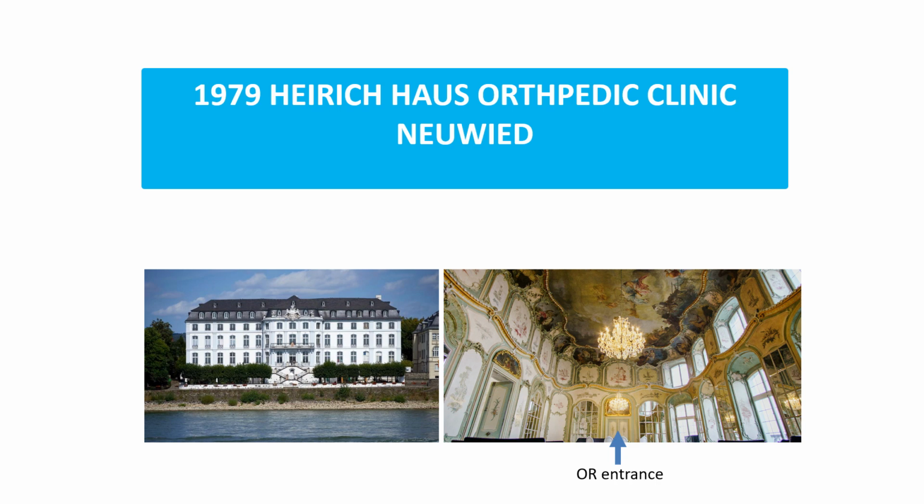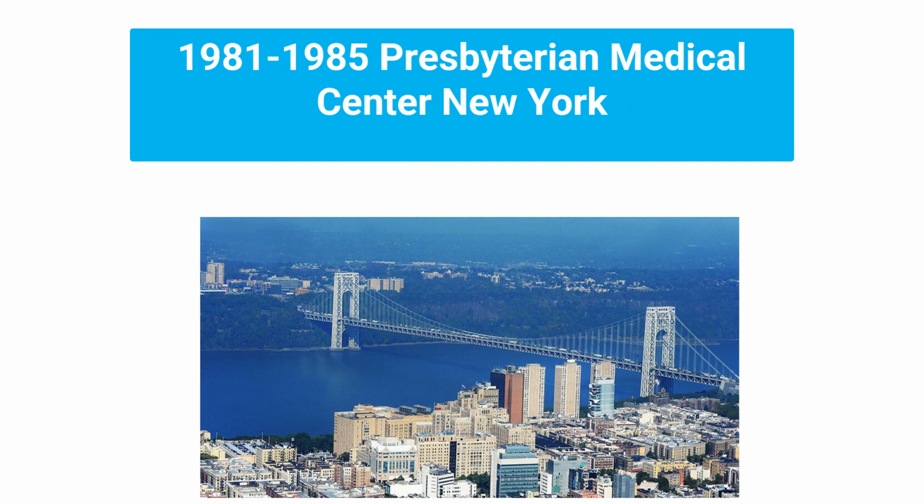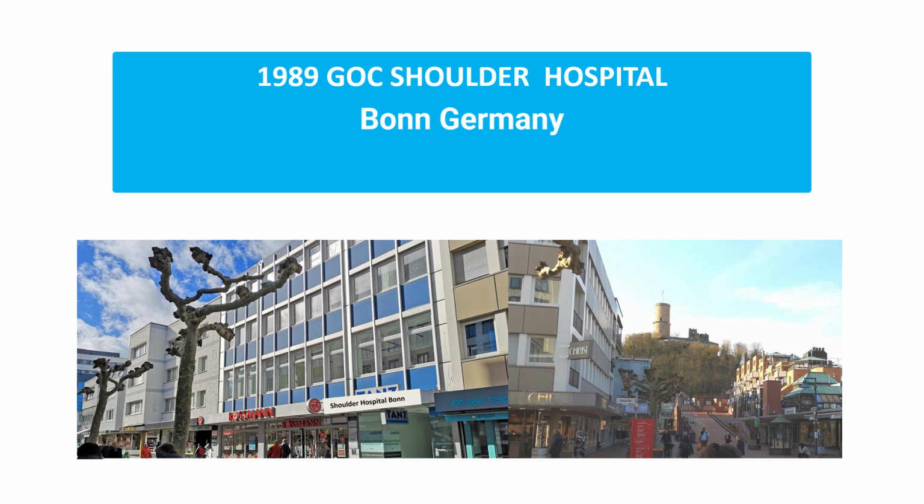Well, first I started my first clinic in my residency in 1981 in Neuwied, Germany, and then went to New York to the Presbyterian Medical Center, Columbia University, Charles Neer. And then I went back to Germany and started my own hospital in 89. It's a shoulder and elbow hospital. We did about 90% shoulder surgery at that time, till 2 years ago when I retired in Germany and came back to Egypt. Now I'm staying in Egypt.